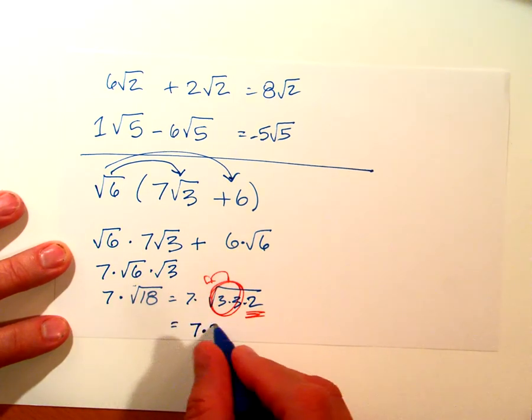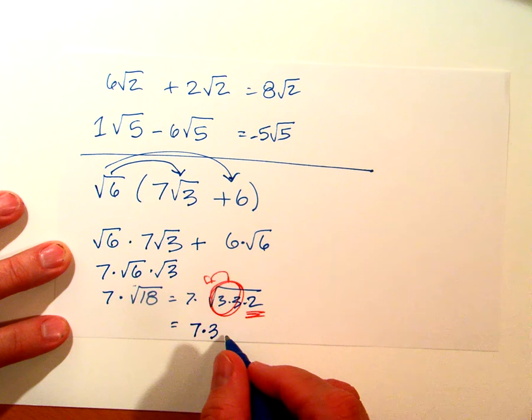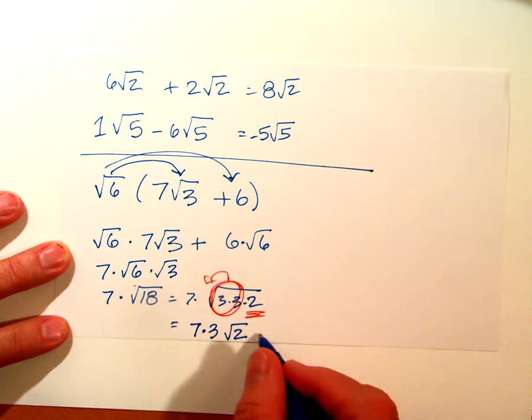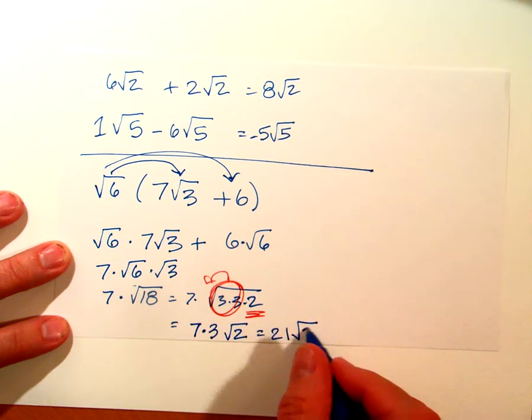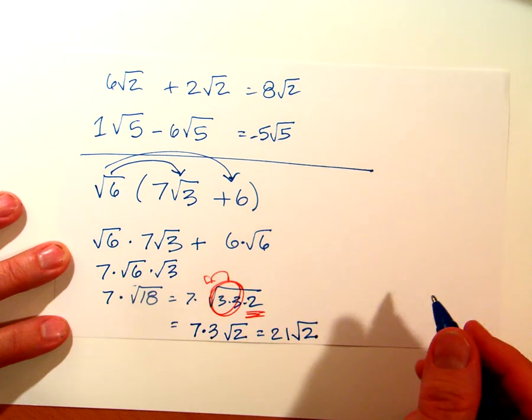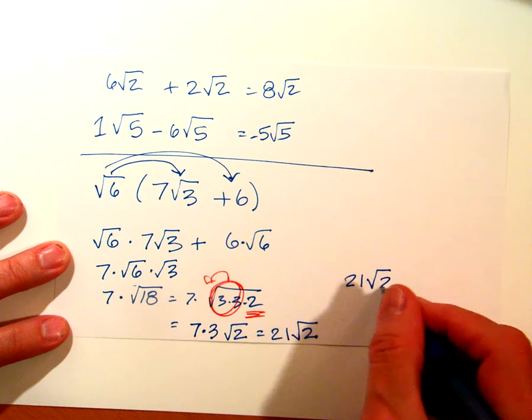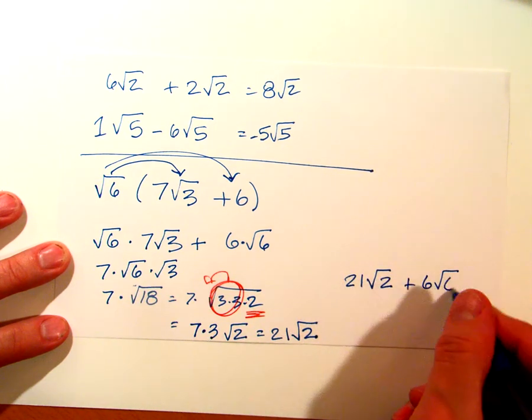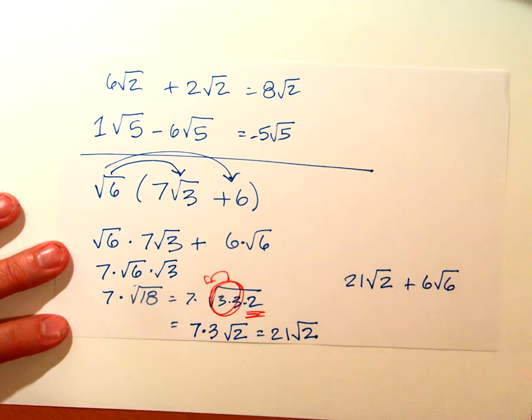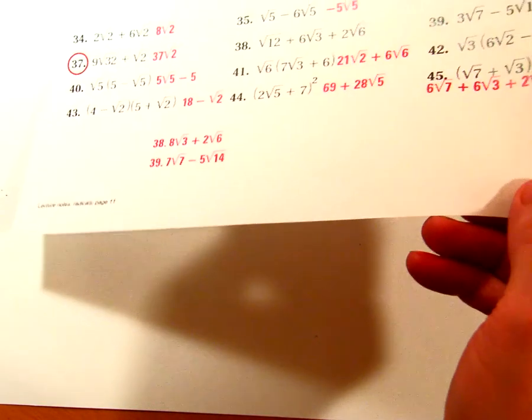So this will be 7 times 3 times the square root of 2, or 21 times the square root of 2. Did I do that right? 3 times 3 is 9, yeah. Okay, so our final answer then would be 21 times the square root of 2 plus 6 times the square root of 6. That's as simple as it'll get. Beyond there, nothing goes. Okay, again, pause and practice.